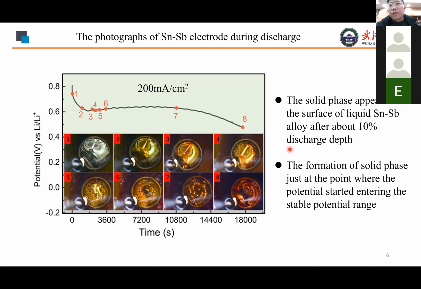These are pictures of the electrode surface at different discharge times. The solid phase starts to grow at about 10% discharge depth. After 20% discharge depth, the solid phase has fully covered the surface of the liquid electrode, and the solid phase appears just at the point when the potential starts entering the stable range.